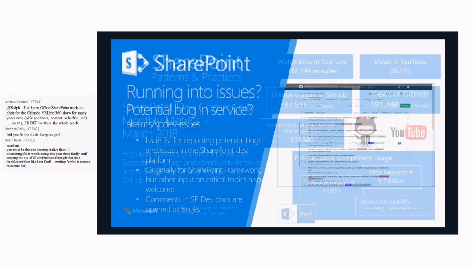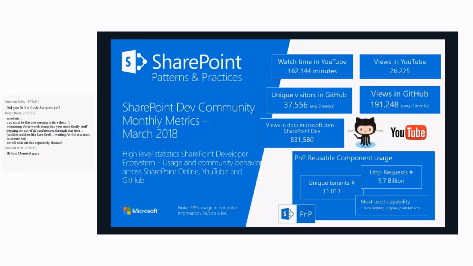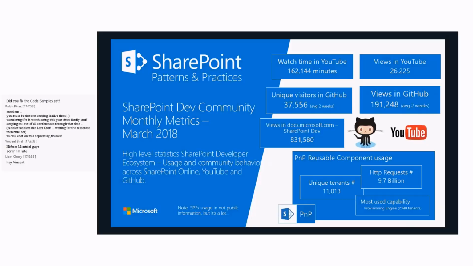Now, some other topics on March. March closed last weekend. We actually grew quite a lot from a community perspective. We had 162,000 watch time minutes on YouTube. It is absolutely a pity that we can't sell ads for that. That would be a pretty nice number. There were 26,000 views on YouTube as well. We had 37,000 unique visitors on GitHub. That is actually growing all the time as well, which is good.